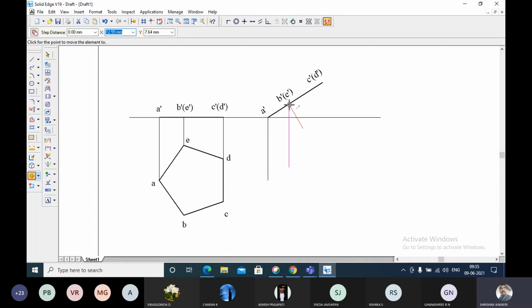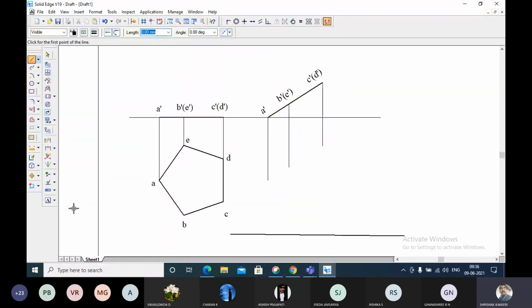And locate at the end of this one. And locate at the end of this one. Okay. I'm going to remove this. And next, project these lines. I'm going to project them.